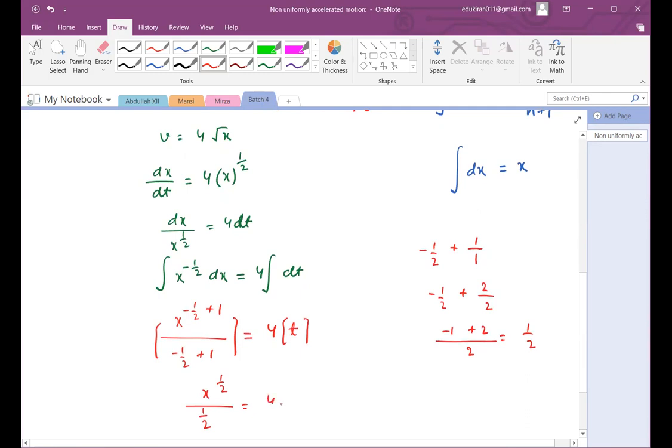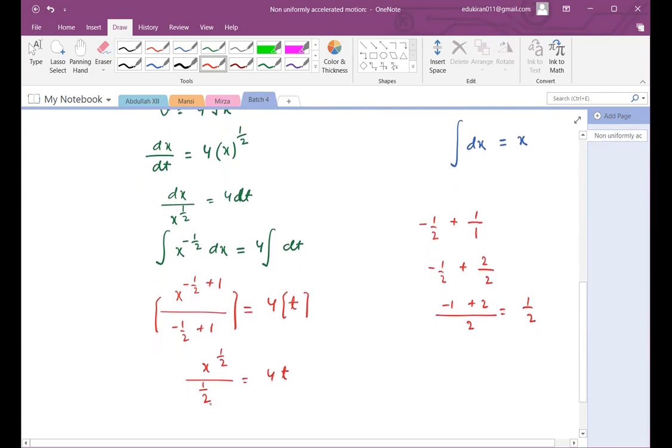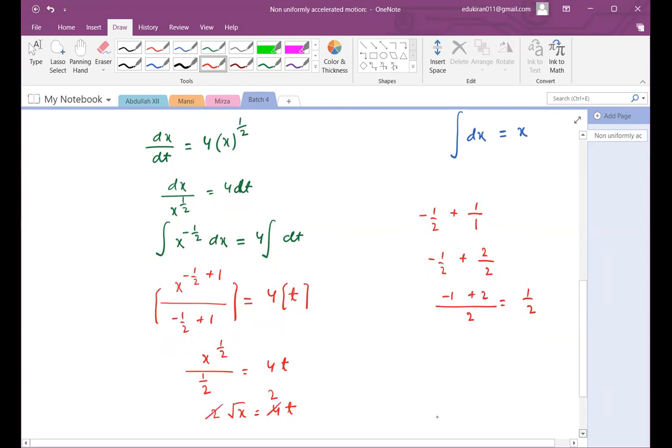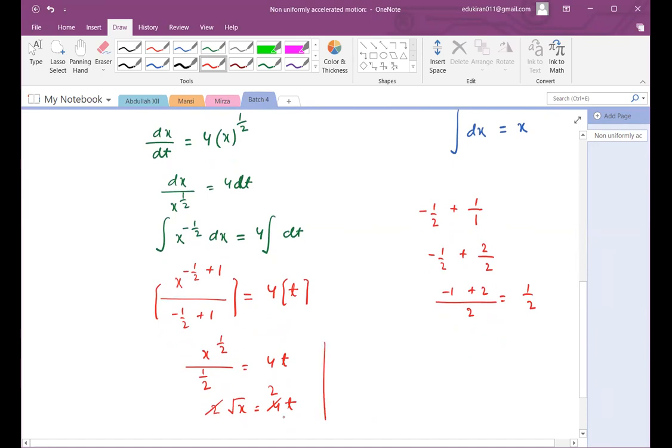So this exponential will become x raised to plus half, divided by this fraction, which will become plus half, is equal to 4 times dt. So this 2 will move to the numerator. So it will be 2 times root x is equal to 4 times t. 2 into 2 times becomes 4. Now on squaring both sides, you will get x is equal to 4 times t square as your final displacement.